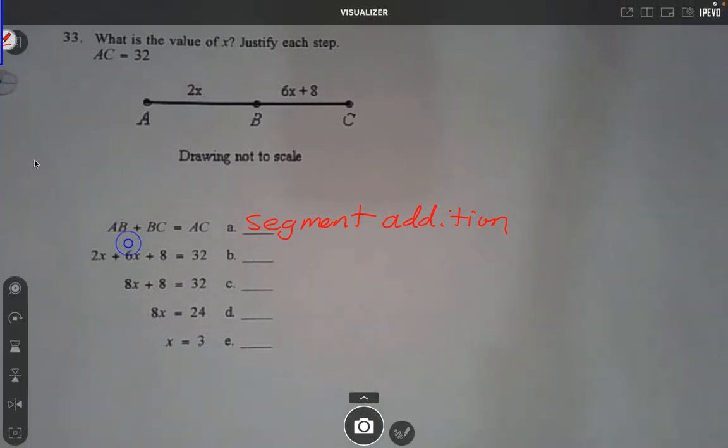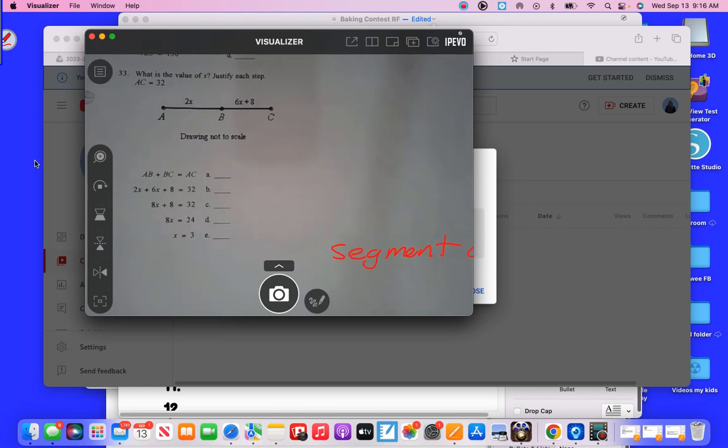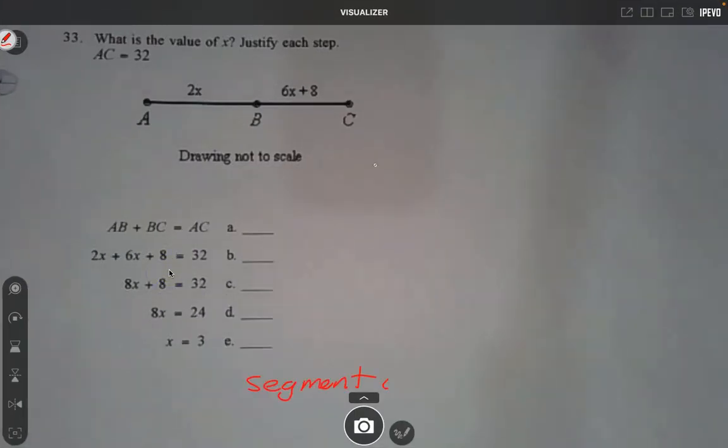Okay, so, question on the segment addition. Do y'all remember angle addition? Where you can take this angle and add them together and it's the whole angle. This is the same thing. But these aren't angles. What are these? Segments. They're lines. So that's why we call it segment addition.